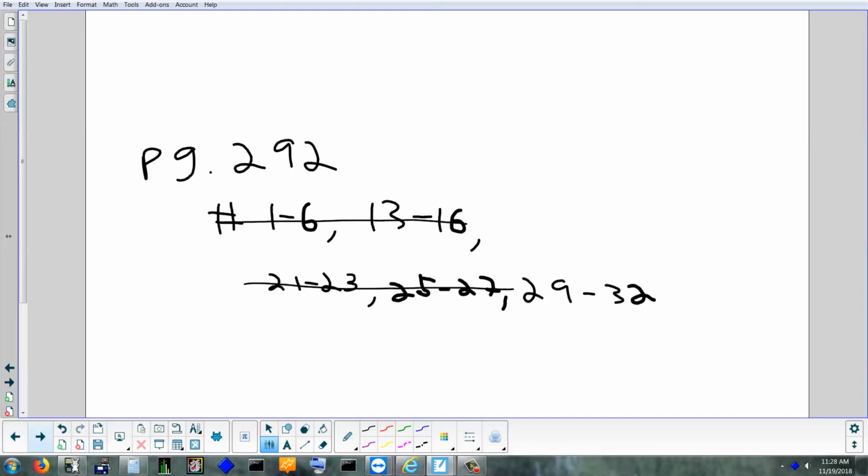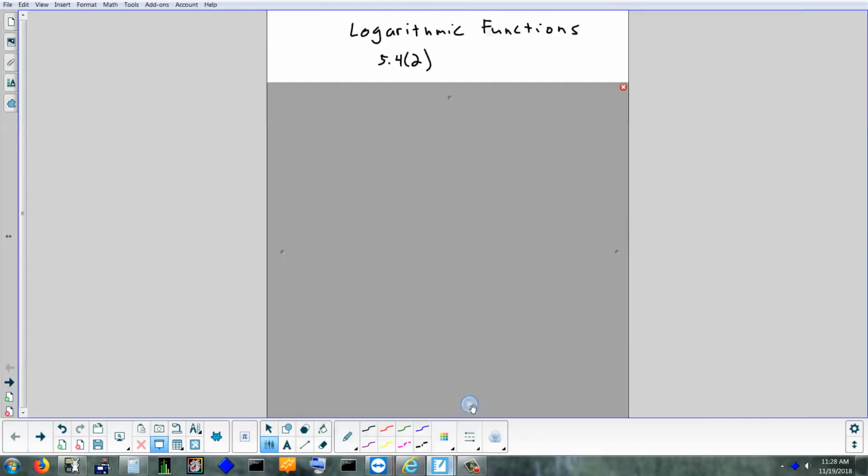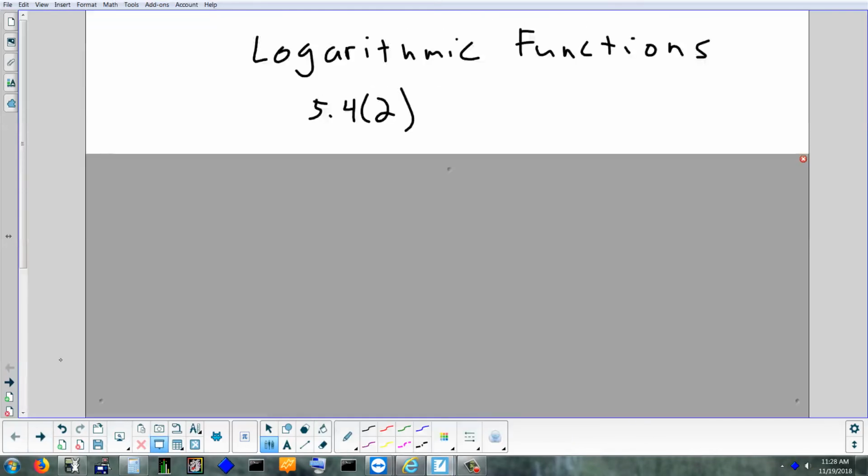Okay, so last thing we're going to look at is 5.4 part 2. That'll finish up 5.4 for us today. It's on a little bit more with log functions, and then I think we're also going to graph something on the calculator.